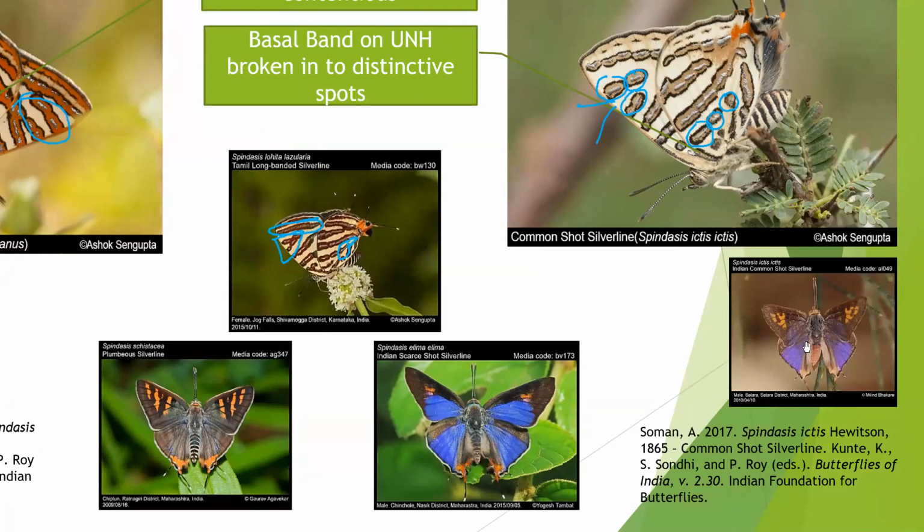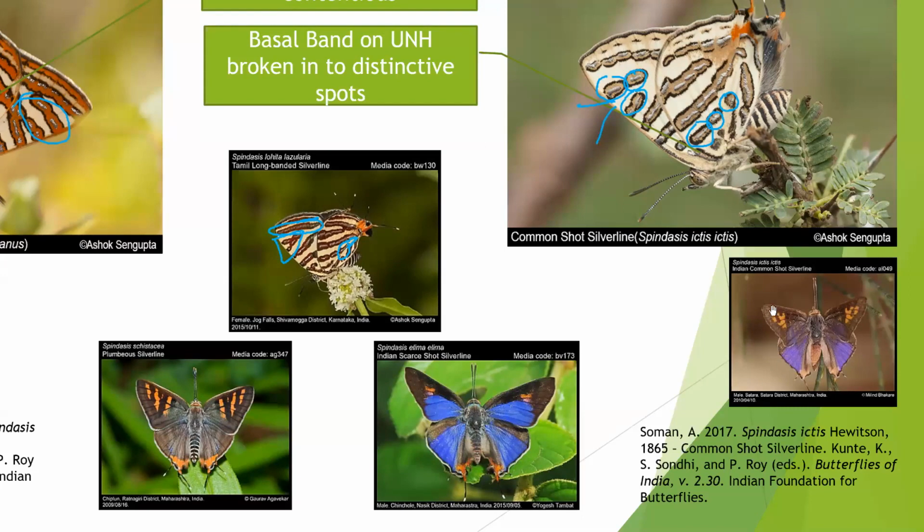Of the common short silver line and the scarce short silver line, which I have put here. Scarce short and common short look almost the same in the closed wing. But in the case of the scarce short silver line, this particular blue band in the forewing is beyond the 2B. This is the 2B vein. It is beyond the 2B, and the spot at the forewing over the cell is a very small spot here.